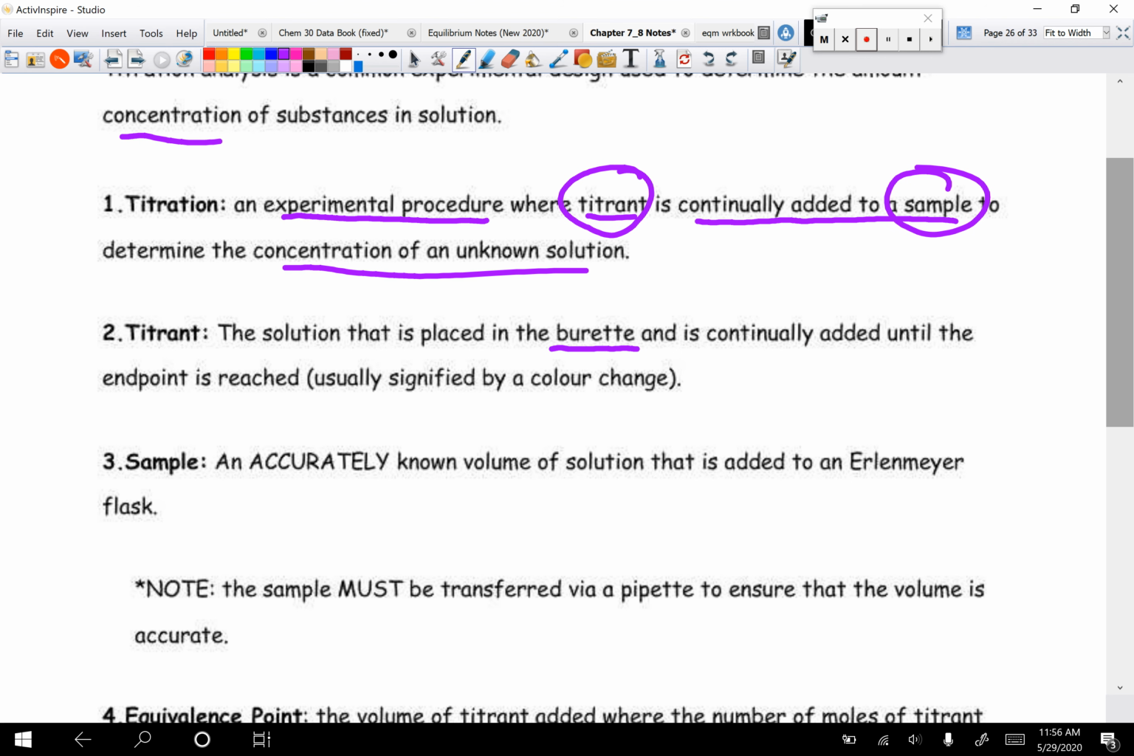Now the sample, normally it's the accurately known volume of solution added to an Erlenmeyer flask. Remember, the Erlenmeyer flask has a little opening and then it widens as it comes down. The typical chemistry flask, that's an Erlenmeyer flask. Now normally that is a known concentration. Sometimes the titrant can be unknown, sometimes the sample is unknown. You just have to read the question and figure out which one is which. But either way, that's going to go into our stoichiometry as either our known or our wanted substance.